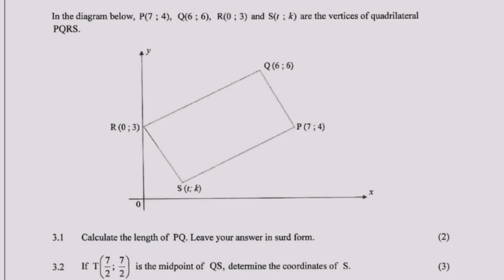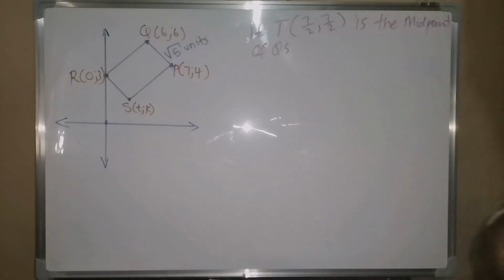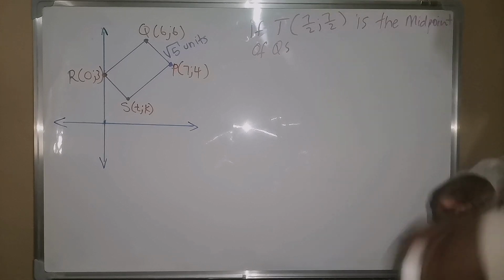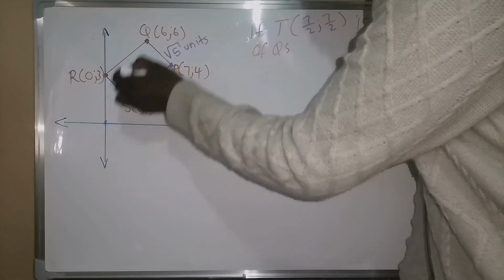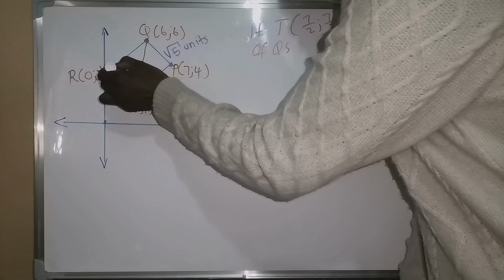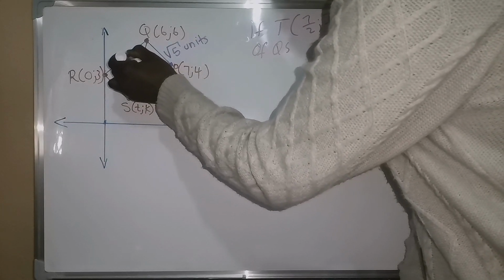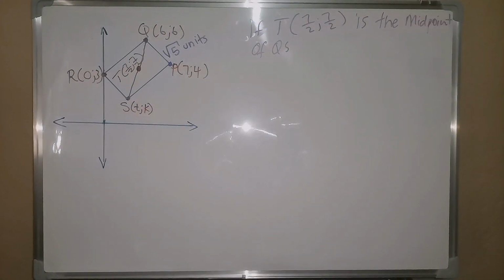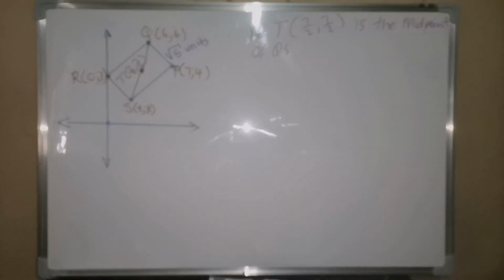The question says that if T with coordinates (7/2, 7/2) is the midpoint of QS, determine the coordinates of S. Basically, on the diagram they are saying that if T is the midpoint of line QS, with T having coordinates (7/2, 7/2), find the coordinates of S. If T is the midpoint of QS, find the coordinates of S.